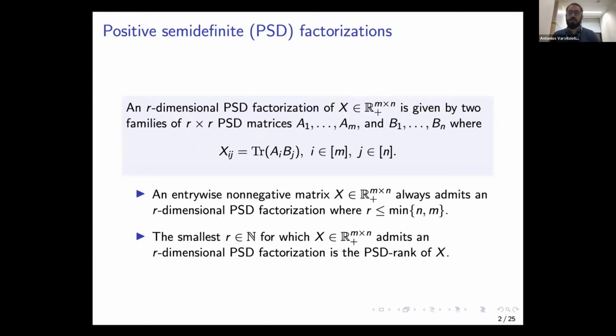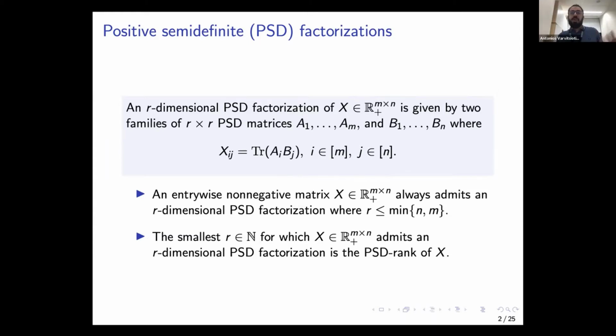So let's first start by defining what this problem is. In this setting, we are given as input a matrix X. It's a rectangular matrix, M times N, and it's entry-wise non-negative. So the entries of X are non-negative. Okay, so that's our input, and we are also given as input some user-specified parameter R. This R is some natural number, 2, 3, 4, 5, or your favorite natural number.